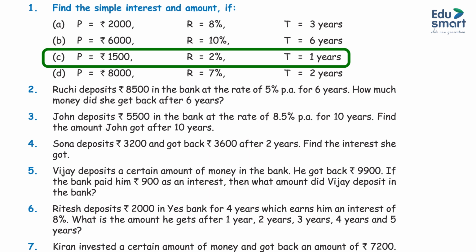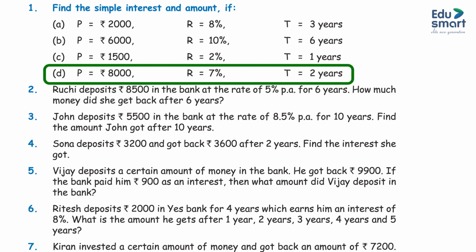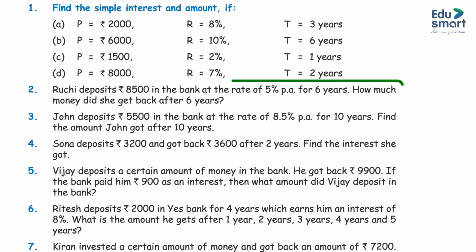Answer: amount 1530, interest 30. D. P equals rupees 8000, R equals 7%, T equals 2 years. Answer: amount 9120, interest 1120.